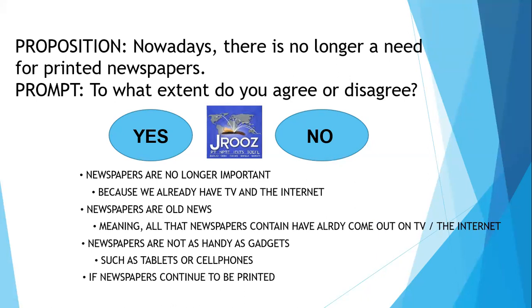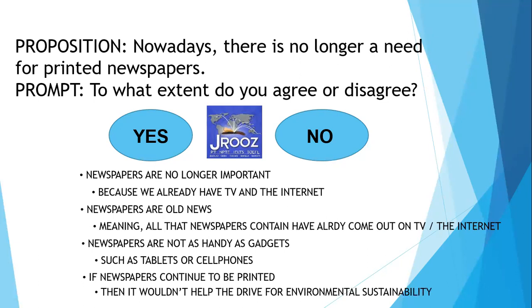And then finally, if newspapers continue to be printed, then it wouldn't help the drive for environmental sustainability. So that's all of your agree arguments, guys. In agreement to the proposition, there's no longer a need for printed newspapers. Again, this is the rationalization. This is the elaboration. I think this is the exemplification, and then this is the hypothetical. There, those are the four kinds of supporting argument.